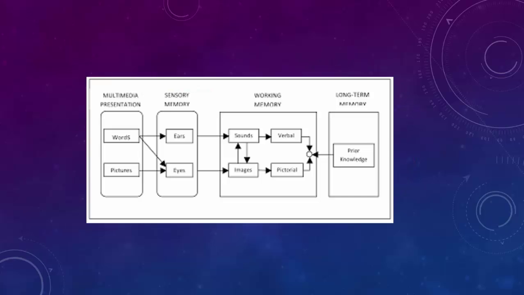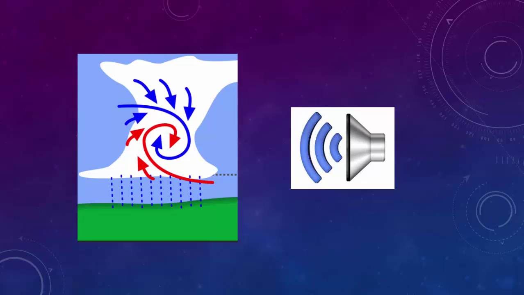That is because we have two channels for processing information. When text is presented at the same time as graphics, all information enters the visual processing channel. The modality principle says that words should be in spoken form whenever there is an online graphic, such as an animation, a video, or even a picture.